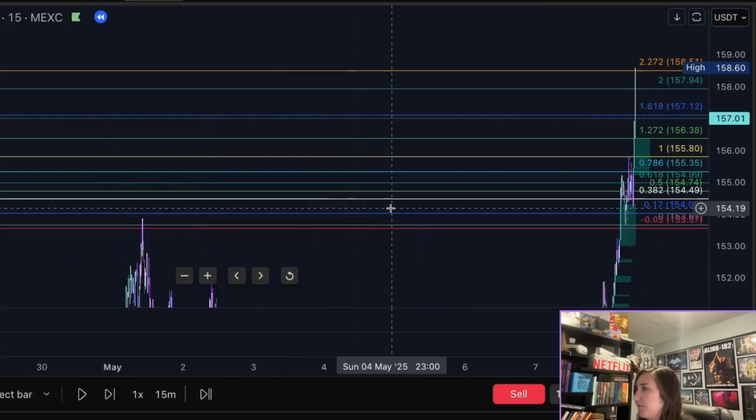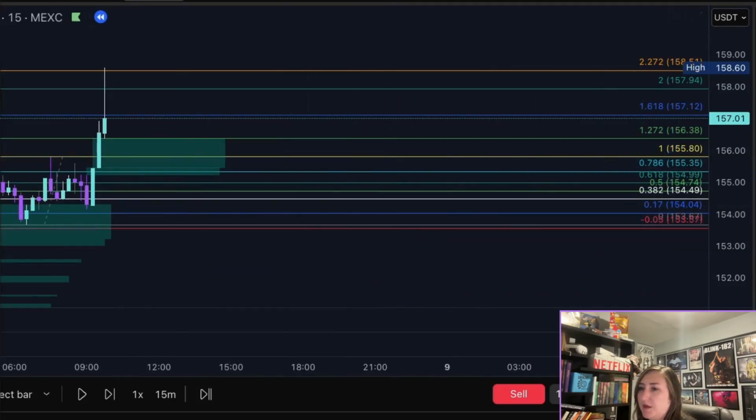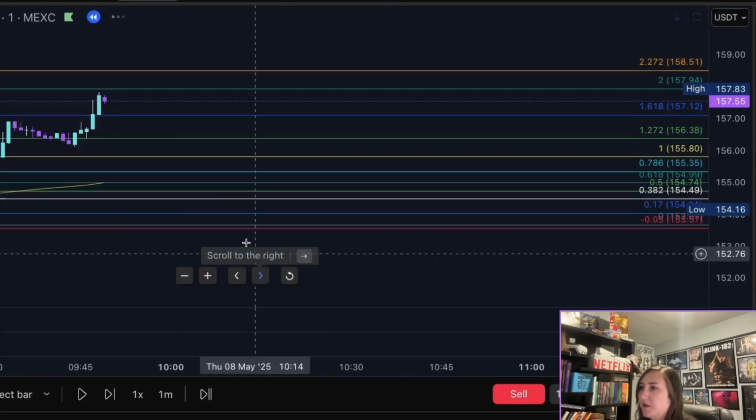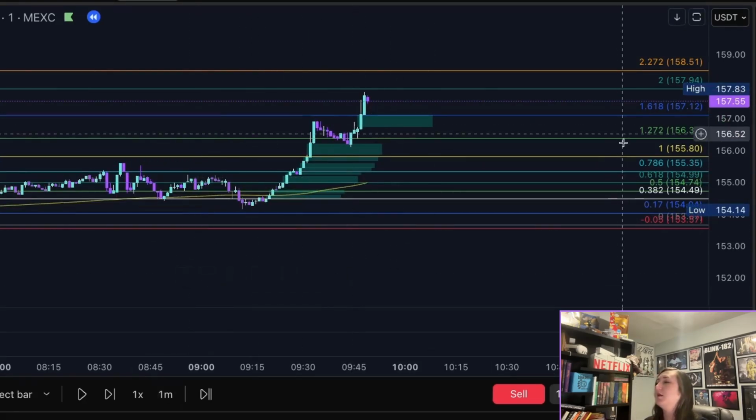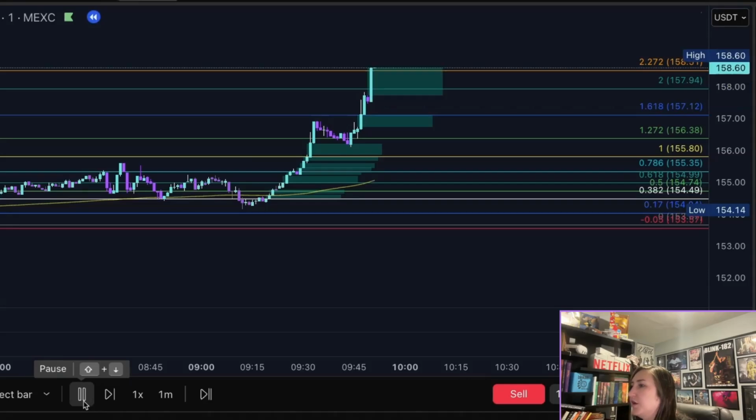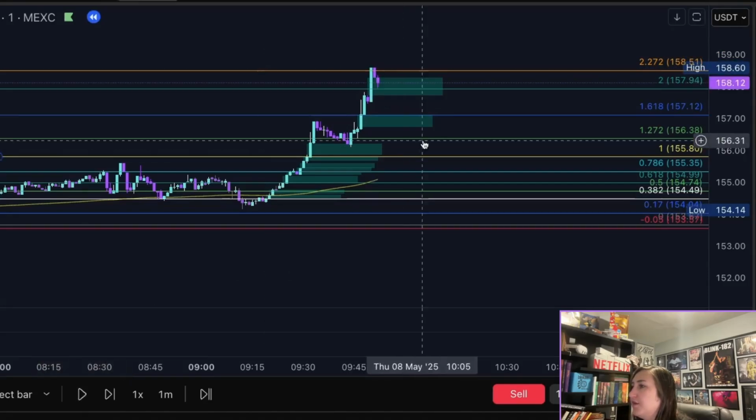So once again, it's pretty far back, so it's going to be hard to tell, but we'll just go ahead and play it, see if it almost hits our 2 level. Once again, we're going in the direction of the trend, so you can probably move your take profit levels up a little bit more if you're willing to take that risk. So there's our 2.272 level.